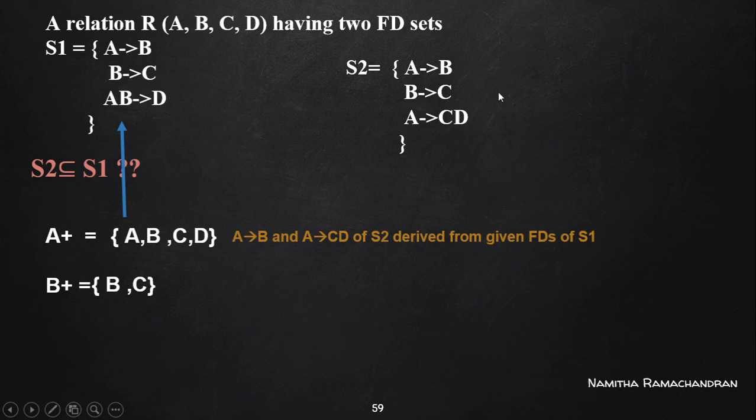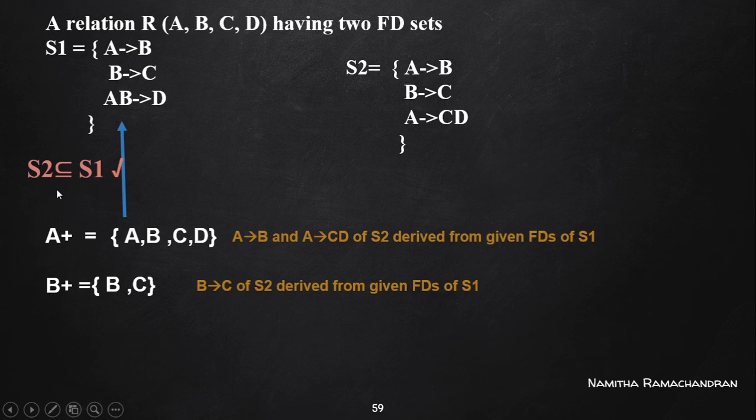Again, we have one more dependency left here, that is B implies C. So here the LHS part is B, so move to B closure. From this, the presence of this C in the closure set makes it clear that B implies C of S2 is derived properly with the help of dependencies listed here in S1. So we can conclude that S2 subset of S1 is a valid statement, or S1 covers S2 properly.